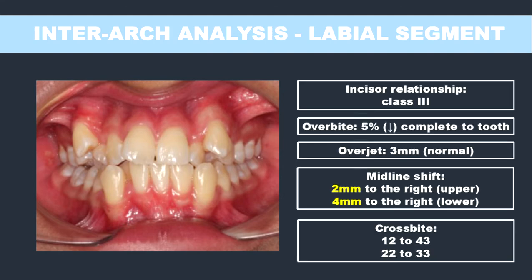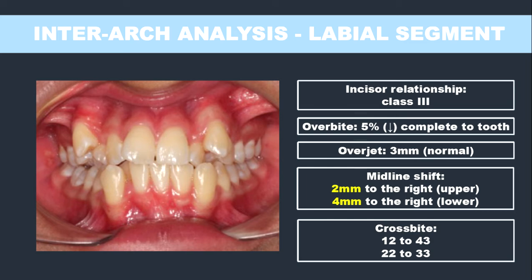In occlusion, this patient seems to have a class 3 relationship. The tip of the lower incisors seems to be a bit anterior to the cingulum plateau of the upper incisors, and this patient has a reduced overbite of 5% complete to tooth. This patient also has an overjet of around 3 mm, which is in the normal range.